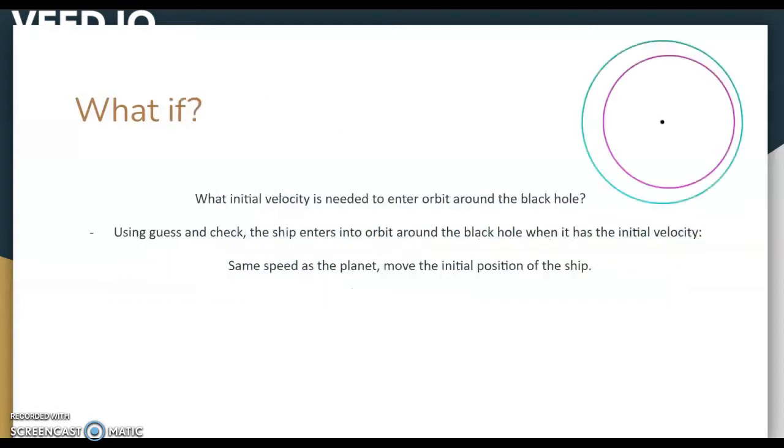Now, what if we wanted the ship to orbit the black hole and not hit anything? To do that, we'd have to have the same speed as the planet, which orbits the black hole. And in order to accomplish this, I used the same speed, but moved the initial position.